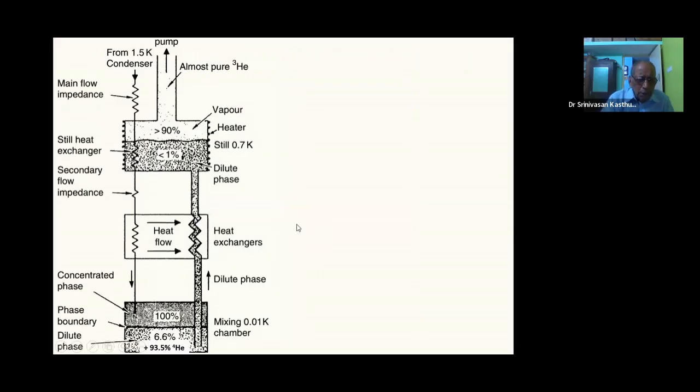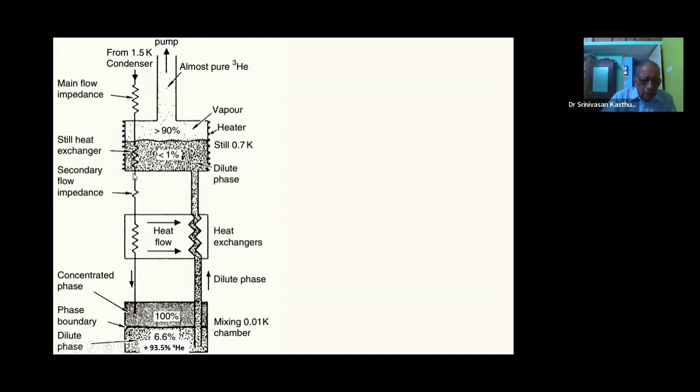Okay, this is elaborated in a slightly better manner in this picture. You can see here that you take the helium-3, helium-4 mixture from the 1.5 K condenser. You have a main impedance. Then it passes through a still at a temperature of 0.7 Kelvin.